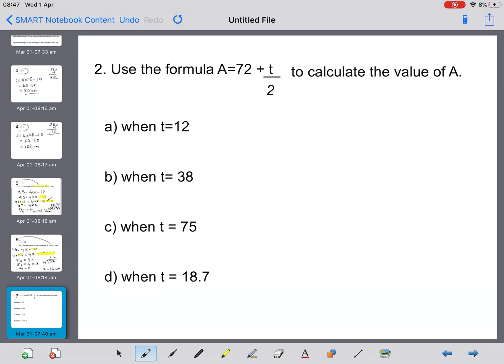Okay, this next one, I think this one's a little bit more straightforward. So A equals 72 plus T divided by 2.